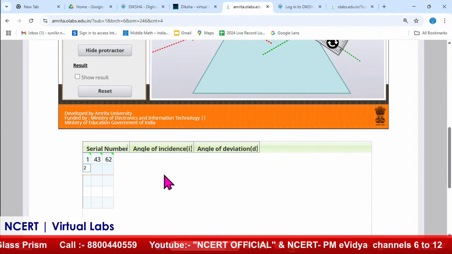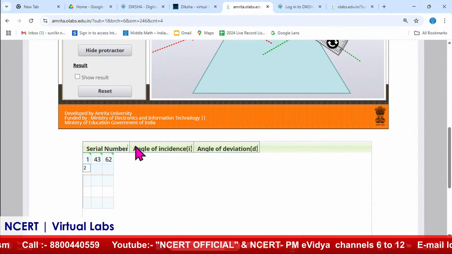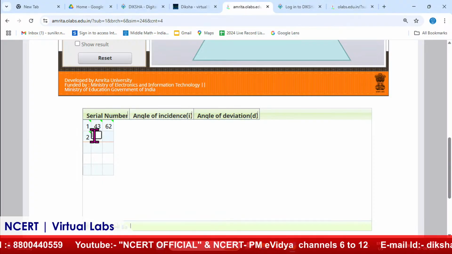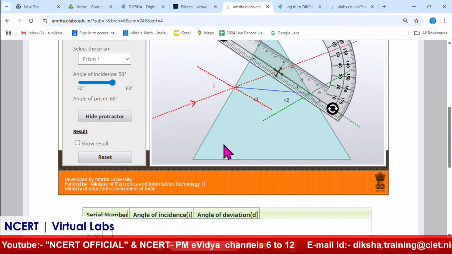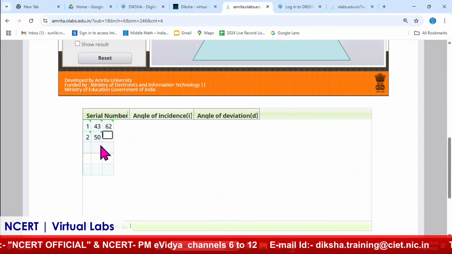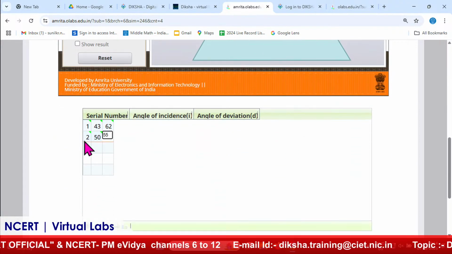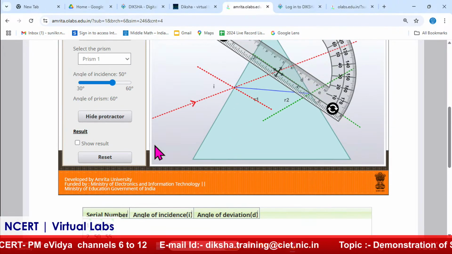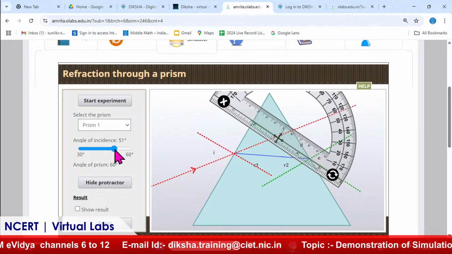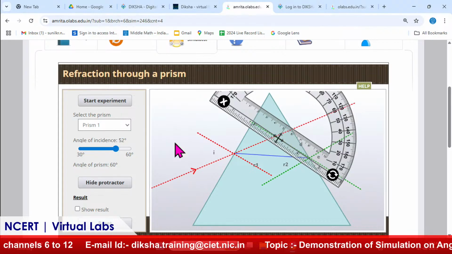So, I will write it here. For which angle of incidence? 50. For angle of incidence 50, the angle of deviation comes out to be 55. One more reading I will take, the third. I will increase this angle of incidence again.